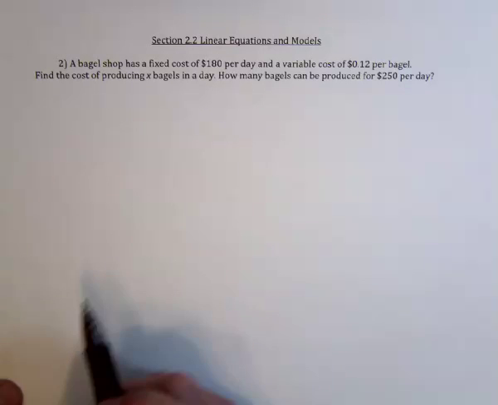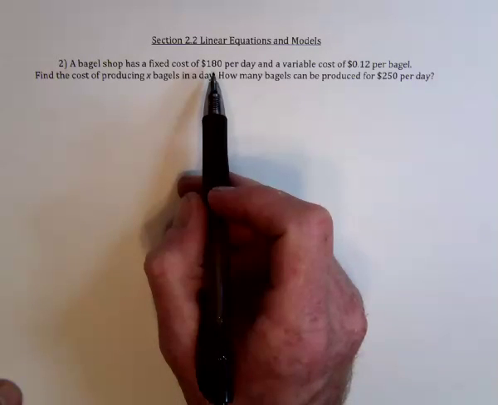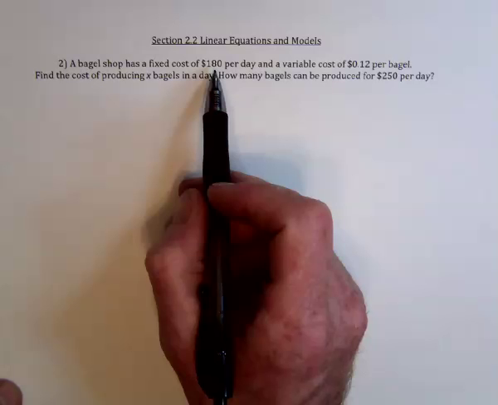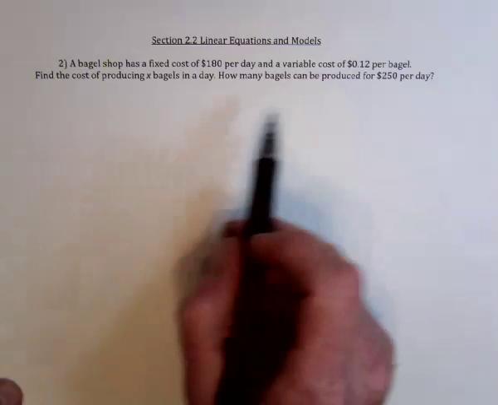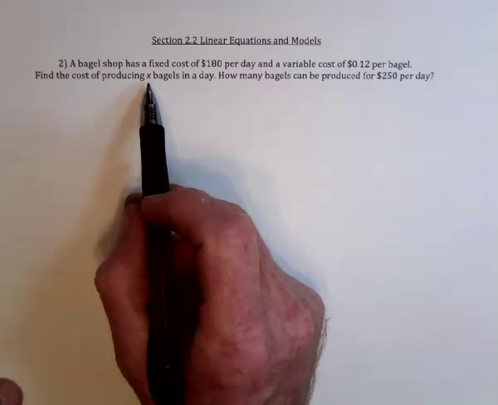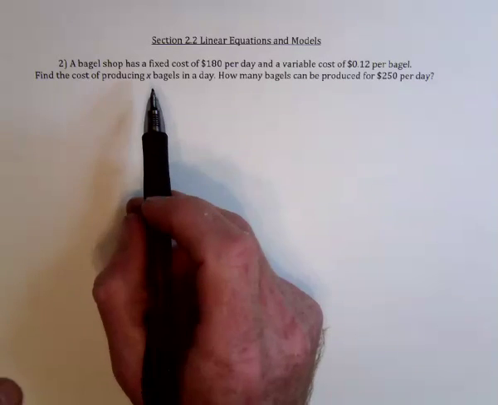So we've got a bagel shop that costs them $180 a day to stay open, and the bagels cost them 12 cents per bagel to produce. So we need a function of x that will give us their total costs for making x bagels each day. Well, there's a couple of ways that we can do it.